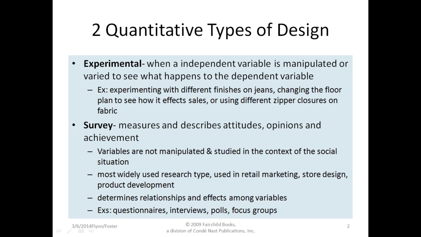Next is survey research, which is what we'll be doing, which measures and describes attitudes, opinions, and achievement. With survey research, variables are not manipulated, and they're studied in the context of the social situation. Also, survey research is the most widely used research type, and it's used in retail marketing, store design, product development, and many other areas. Survey research helps determine relationships and effects among variables. So you're going to look at how different variables are affected by different things.